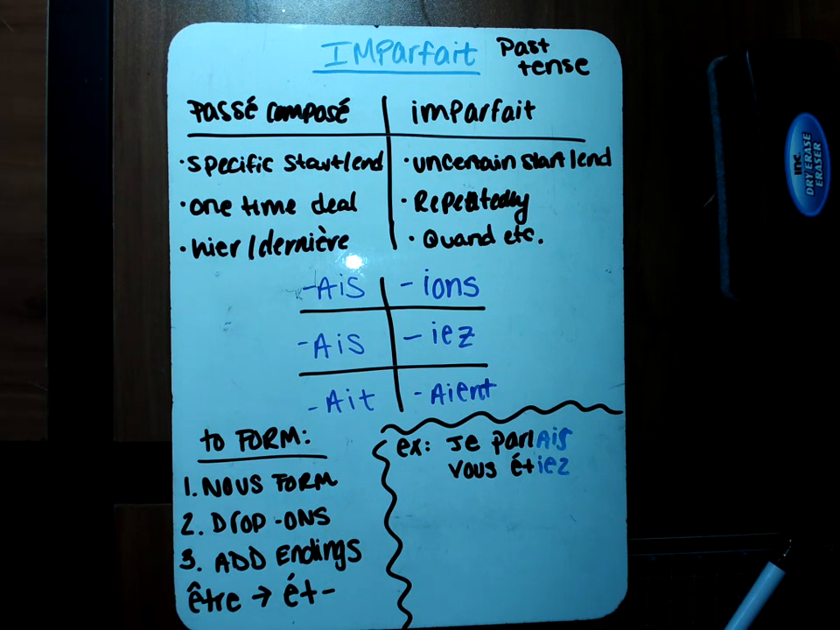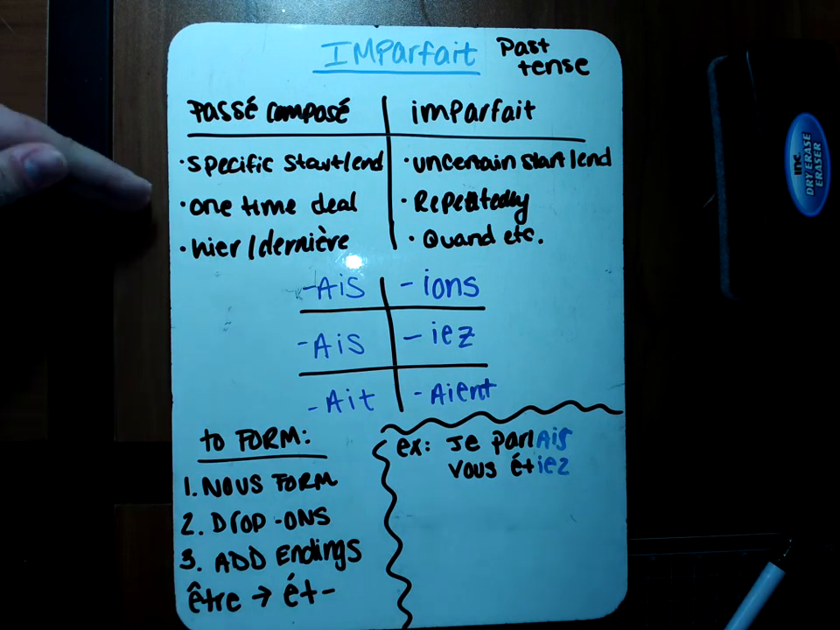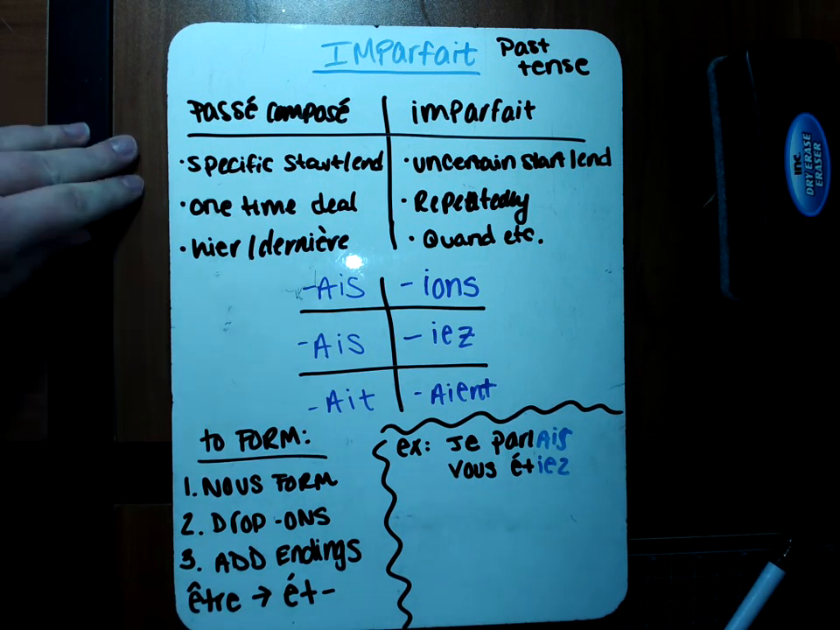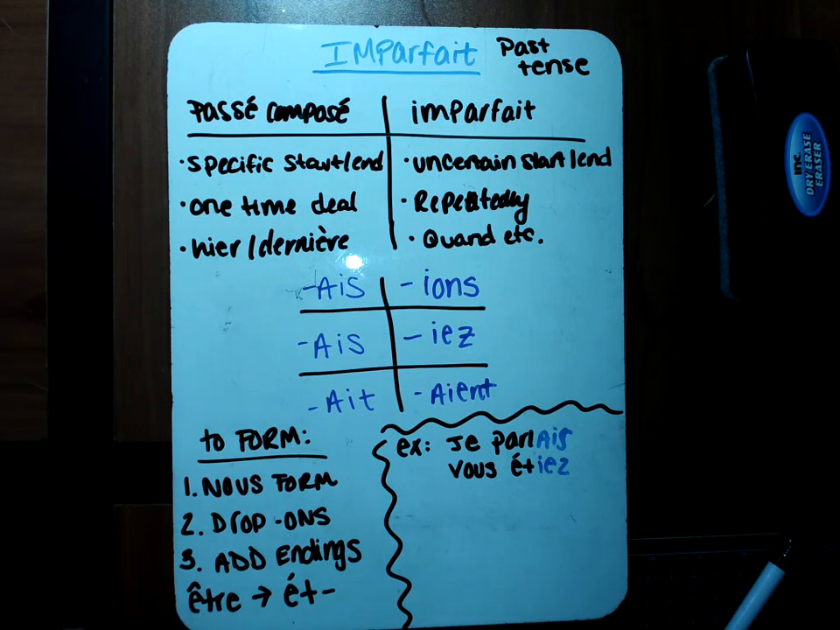I could say, vous étiez un élève, you had been a student. You had been a student repeatedly, right? It hasn't just had a specific start or stop time, and it wasn't just a one-time deal. You've been a student for most of your life.